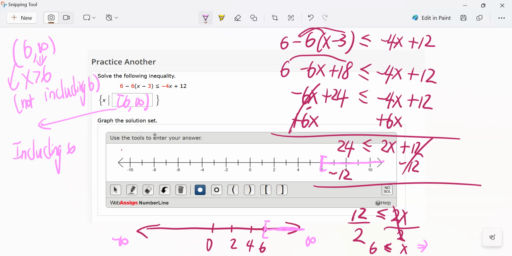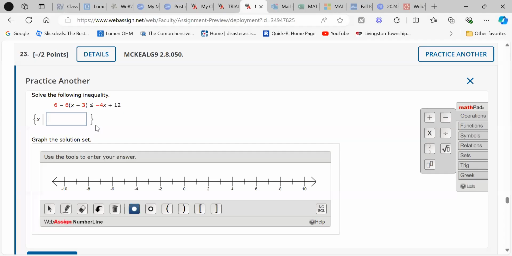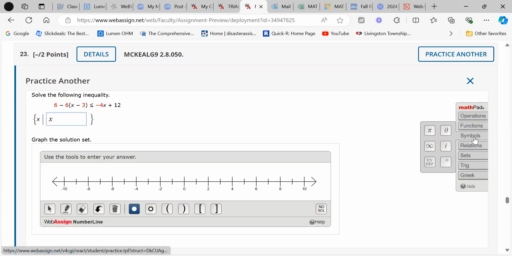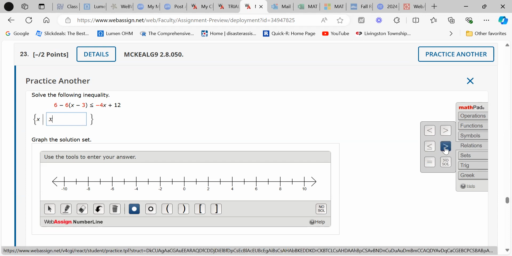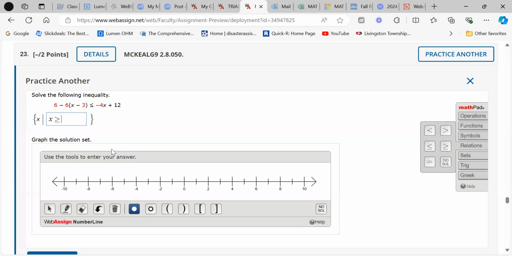Question? No. Okay, so don't worry, I'm gonna actually practice another one, right? I'm gonna go back, put in the answer really quickly. So here you can just write it as x greater equal to, right? You can get an inequality symbol on the side. I think that's what they want you to do. Symbols, relation, yeah, greater equal to, you see, greater equal to 6.